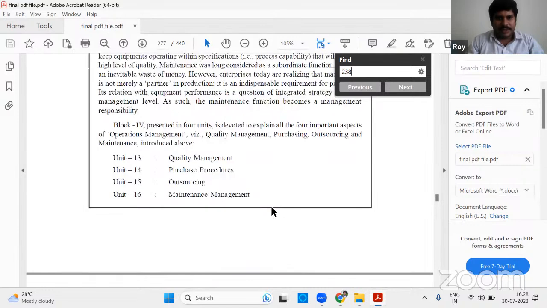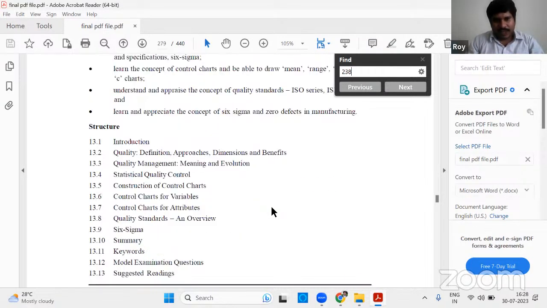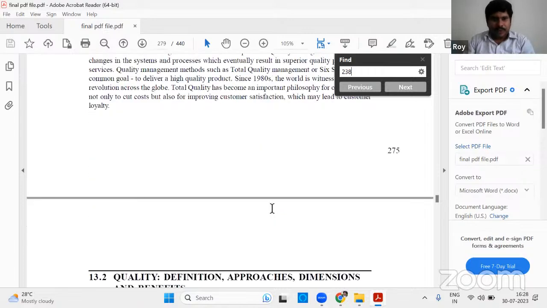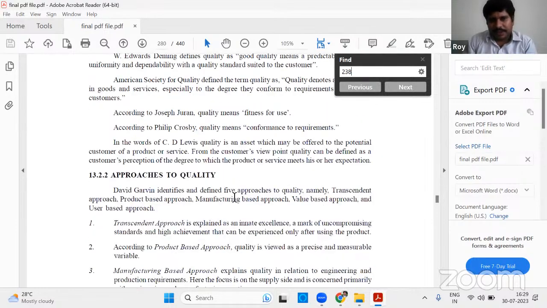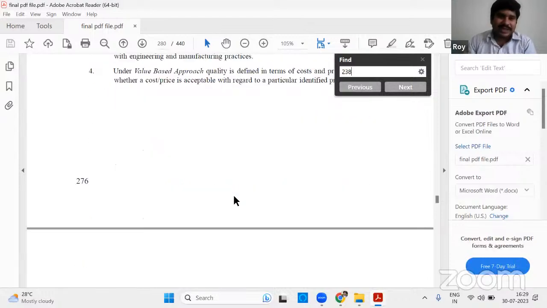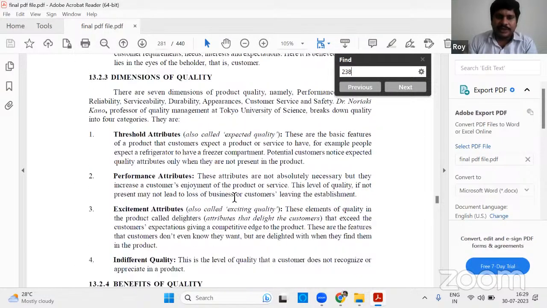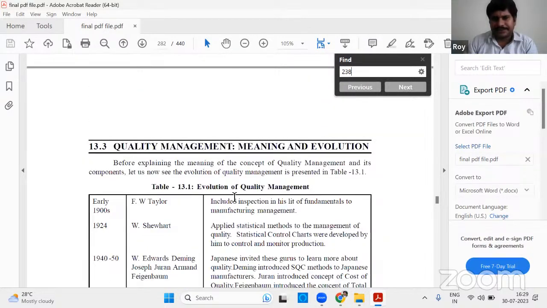Quality and purchase management. See, in quality management also, there is some theoretical part, and there are some statistical tools also, because in this subject there are a lot of things included.